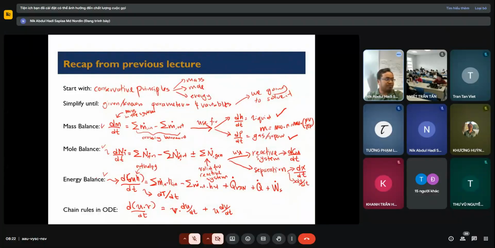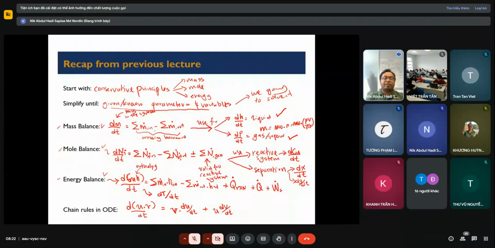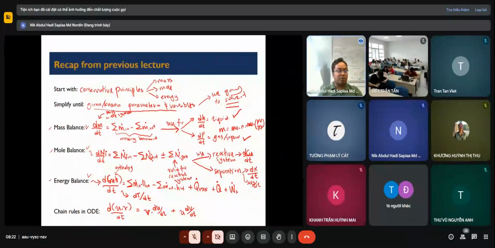So, okay, this is the lesson from the previous lecture. Keep in mind, start with all three of these for any process. And then you simplify until you have all the variables so that you can solve the equation later. And we're also going to use the chain rule to help us simplify our process model. Okay, good for the recap.